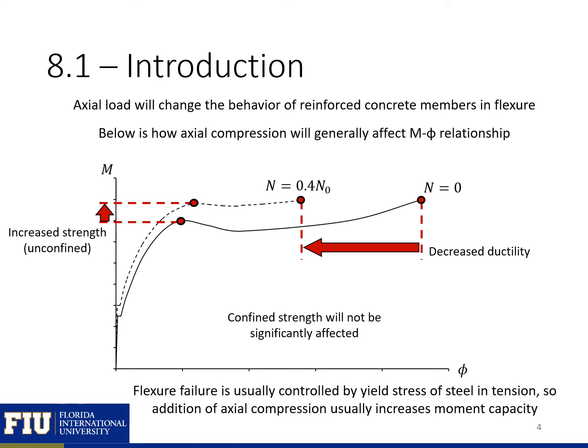What we can see is that adding an axial load is generally going to increase the strength of our unconfined section, and it's also going to decrease our ductility. The reason that our strength increases is because normally our flexure failure is controlled by the yielding stress of our steel in tension. So when we're adding a compression load, we're overcoming or offsetting some of these tensile stresses, which will give us an increased capacity. This will decrease our ductility though, because it'll often lead to a compression failure in our concrete happening earlier, which is a less ductile failure.